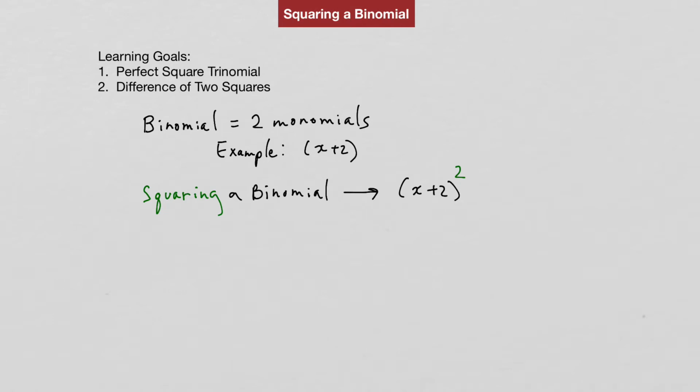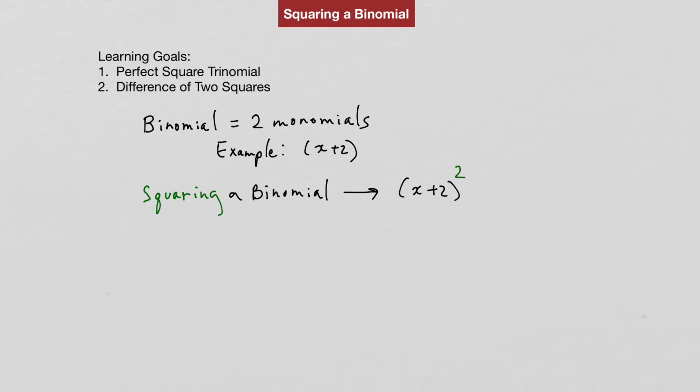If you recall, a binomial is two monomials put together. So it would look like this. This example, x plus 2, is a type of binomial. When we talk about squaring a binomial, we're going to take this quantity, x plus 2, and square it. So it would look like this: the quantity x plus 2 raised to the second power. That is squaring a binomial.